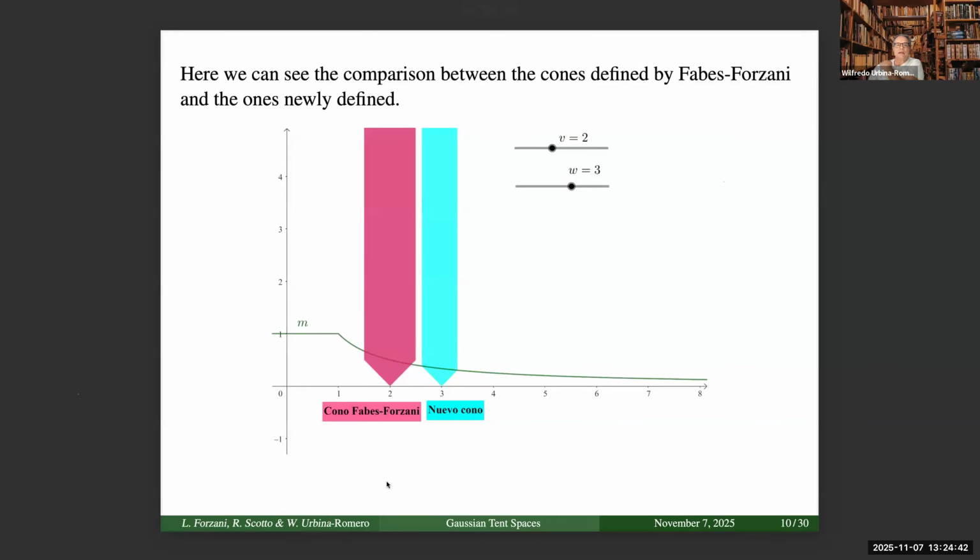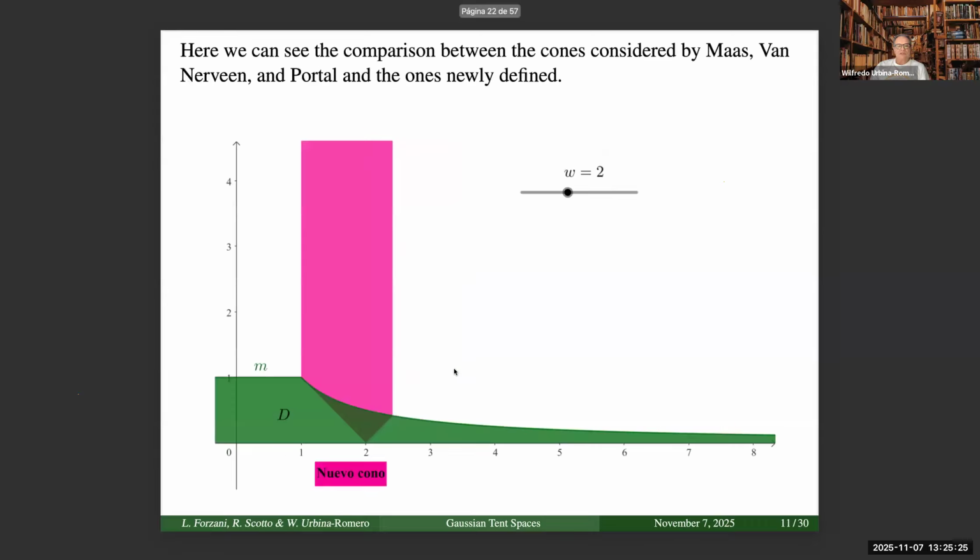Well, this is the graph of the m function. The m function is constantly equal to 1 until 1, and then it decays. These are the classical cones, so it looks like a pencil, at the same level. But the new cones follow the function, so it's like a tilted pencil, in a way. It looks like a minor change, but surprisingly it is not that minor.